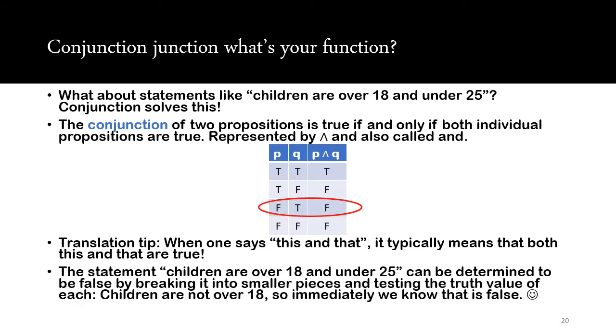The statement, children are over 18 and under 25, can be determined to be false by breaking it into smaller pieces. Remember those atomic propositions? And testing the truth value of each. Since children aren't over 18, we immediately know that it is false.